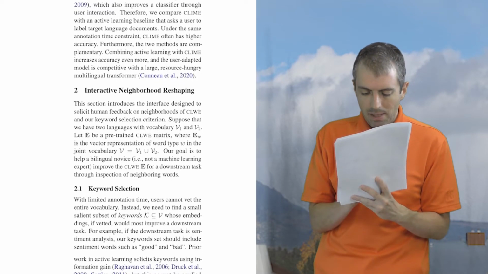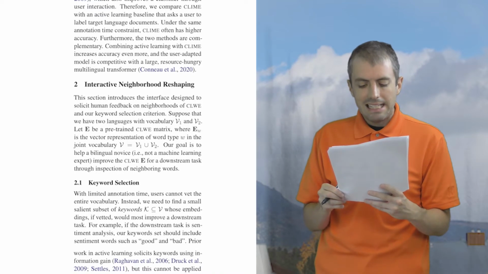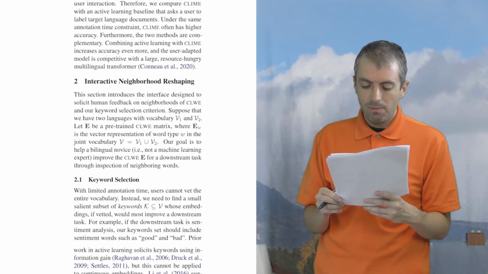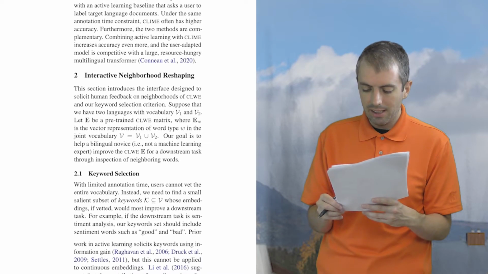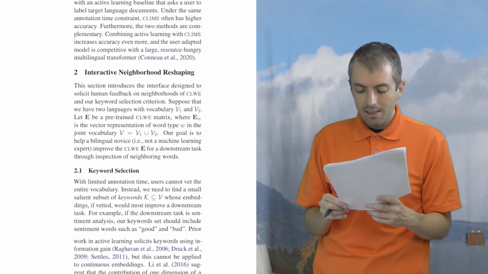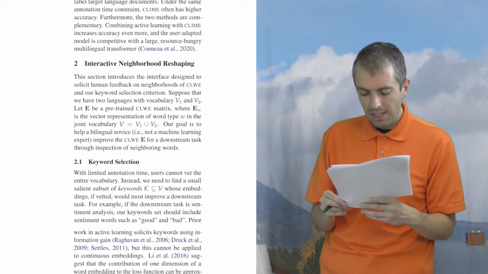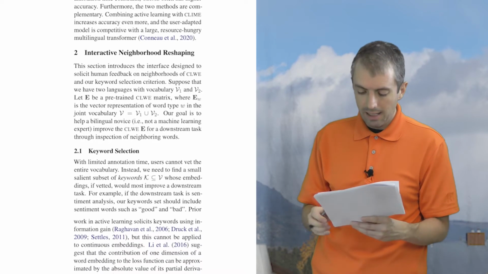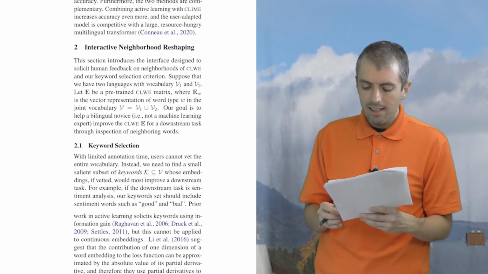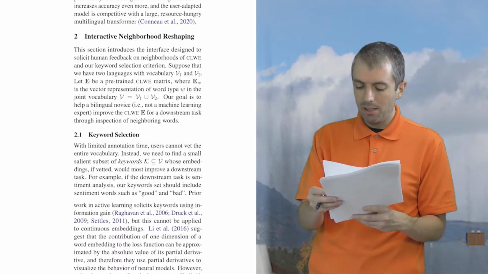Let E be a pre-trained CLWE matrix, where E of W is a vector representation of word type W in the joint vocabulary V, which is the union of V1 and V2. Our goal is to help a bilingual novice, i.e. not a machine learning expert, improve the cross-lingual word embedding E for a downstream task through inspection of neighboring words.